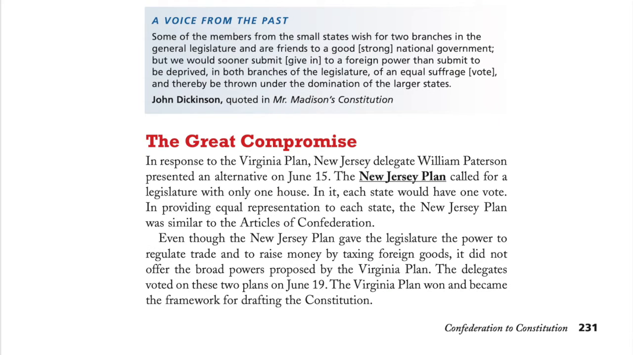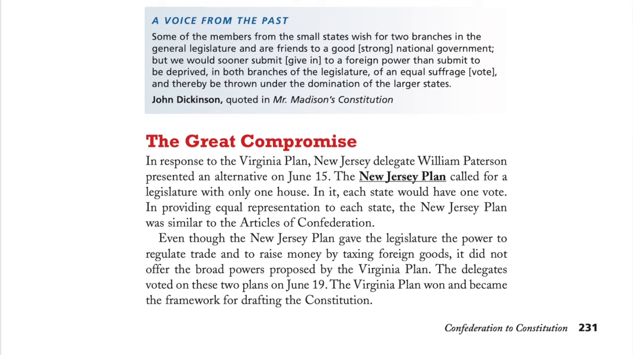A voice from the past. Some of the members from the small states wish for 2 branches in the general legislature and are friends to a good national government. But we would sooner submit to a foreign power than submit to be deprived, in both branches of the legislature, of an equal suffrage, and thereby be thrown under the dominion of the larger states. By John Dickinson, quoted in Mr. Madison's Constitution.